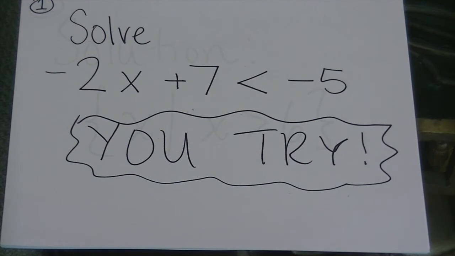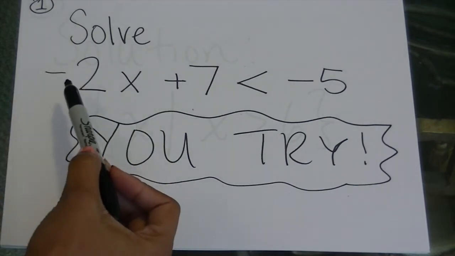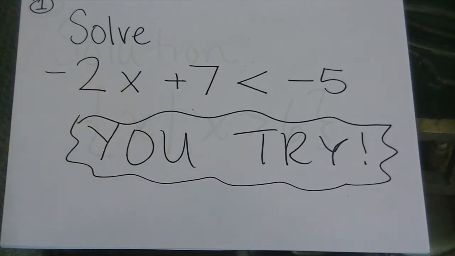Okay, so now we're at the part of the video where you can try. Solve negative 2x plus 7 is less than negative 5. So please press the pause button in the video and try it on your own.